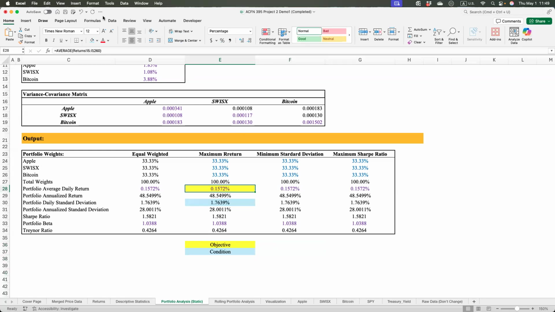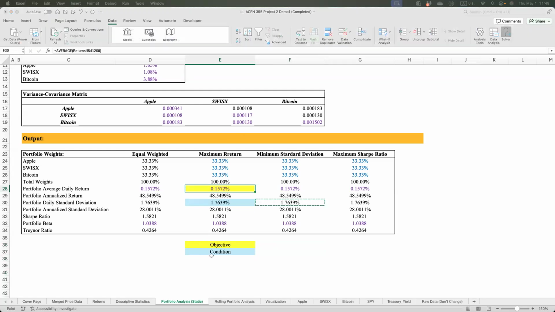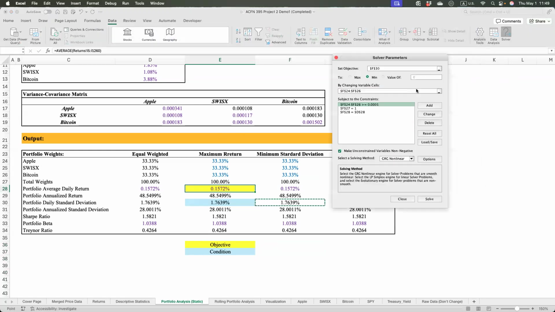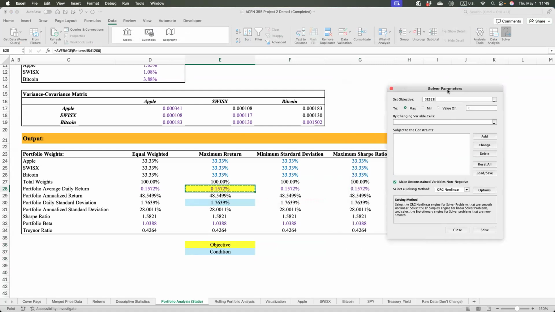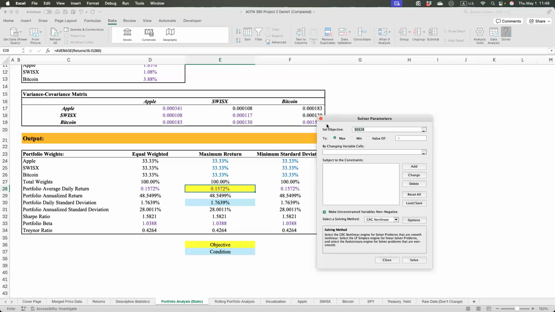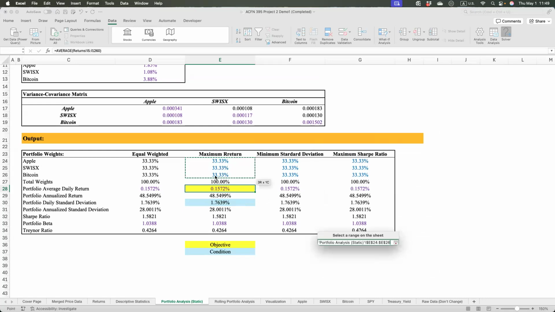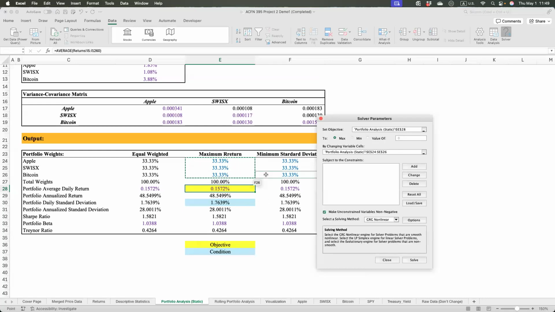For our solver, we're going to go to Data, click Solver, and once you see the Solver window, let's just reset everything. So first of all, what is the objective? Our objective is this one, the return for the portfolio here. We want to maximize that, okay? Maximize the return by changing the weights for all of your components.